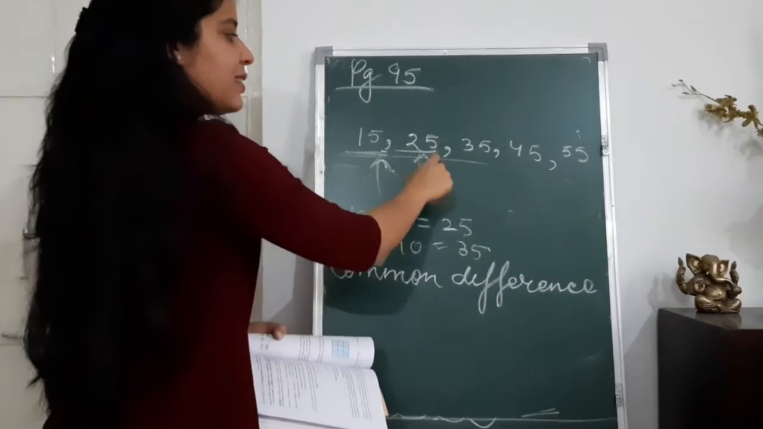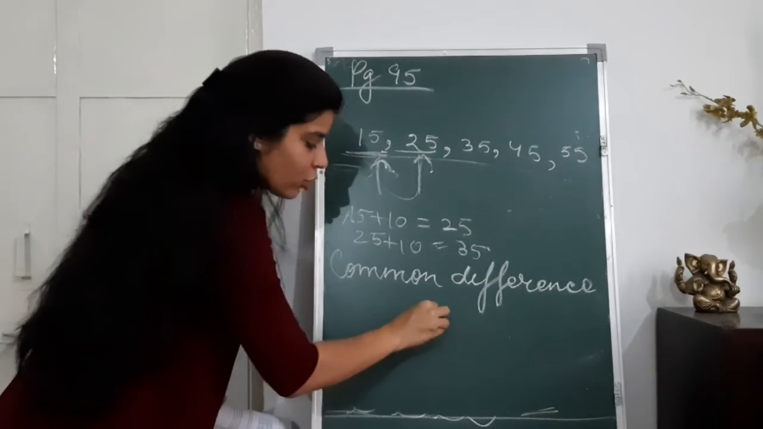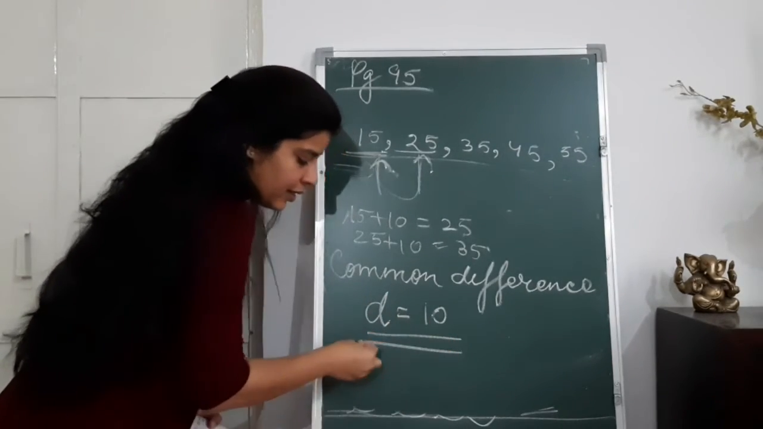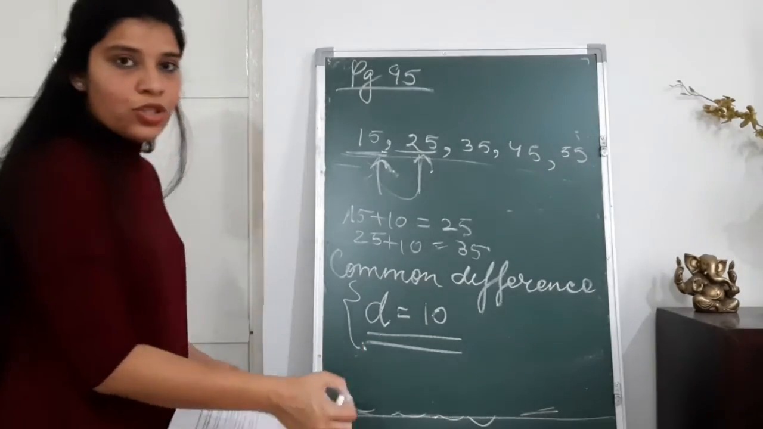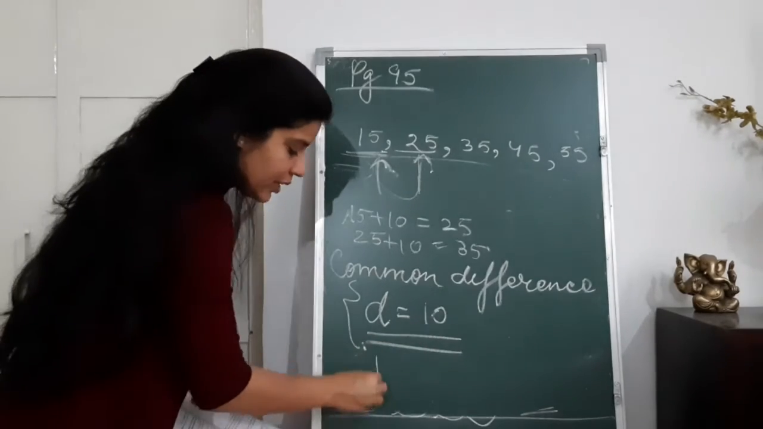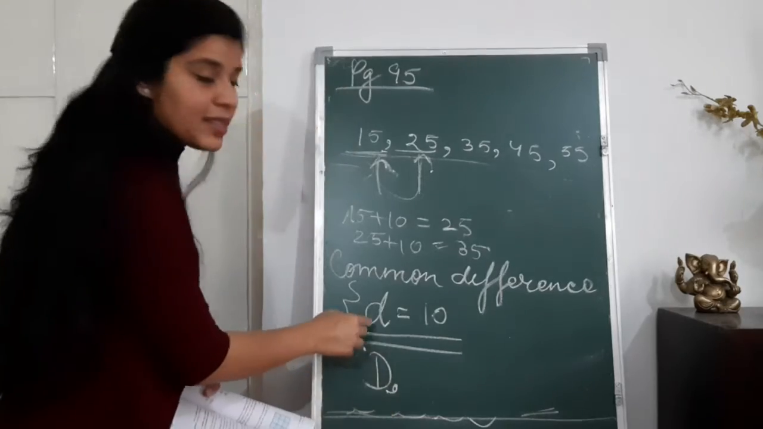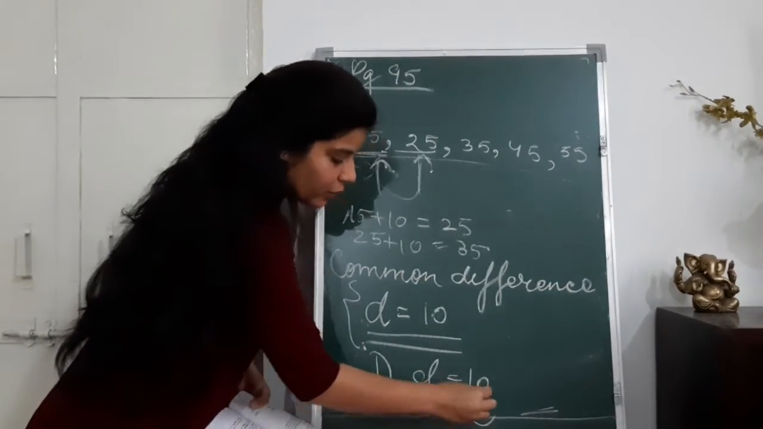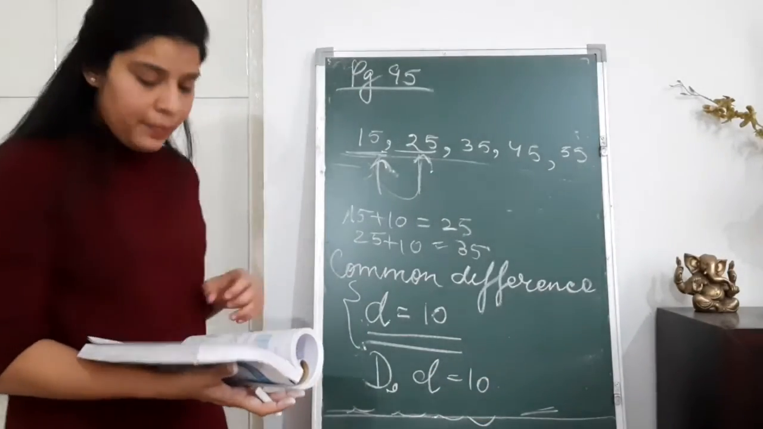So in this case, the common difference for this series is 10, and common difference is denoted as D in arithmetic progression. These are some important terminologies and symbols which you should remember. In most of the books, you will find common difference written as D, which is equal to 10. So please take care of these small things so that you don't get confused in the exam.